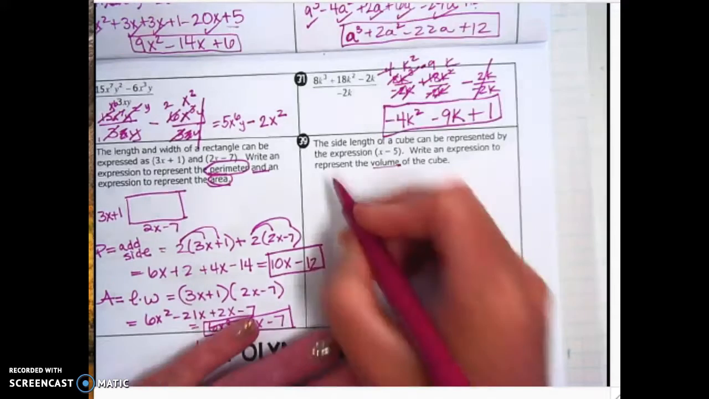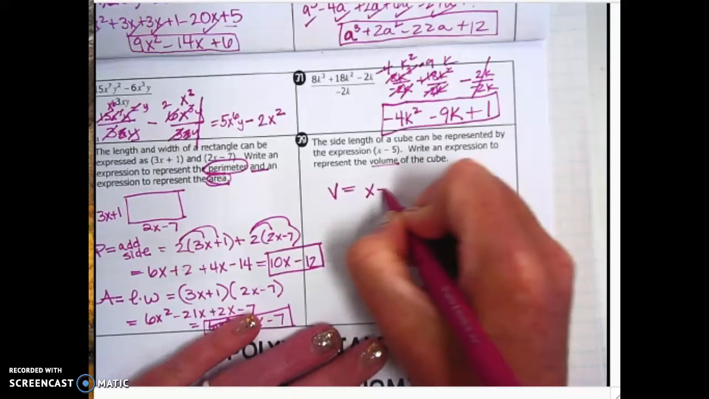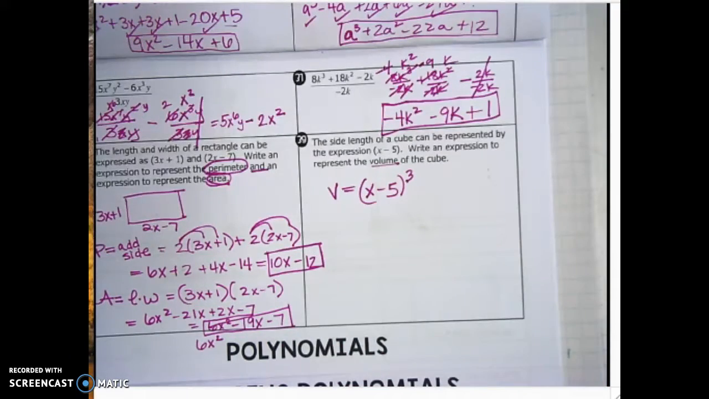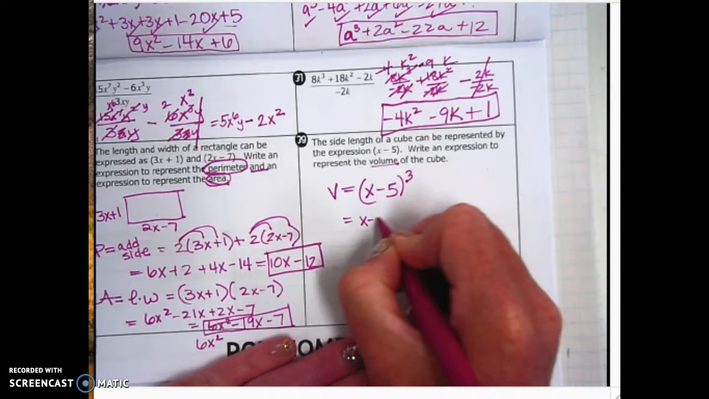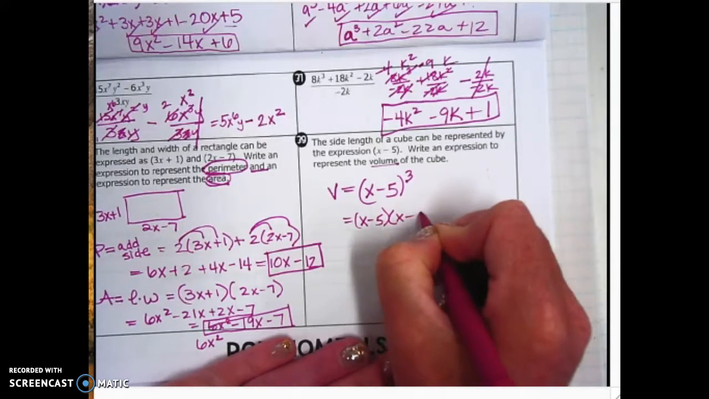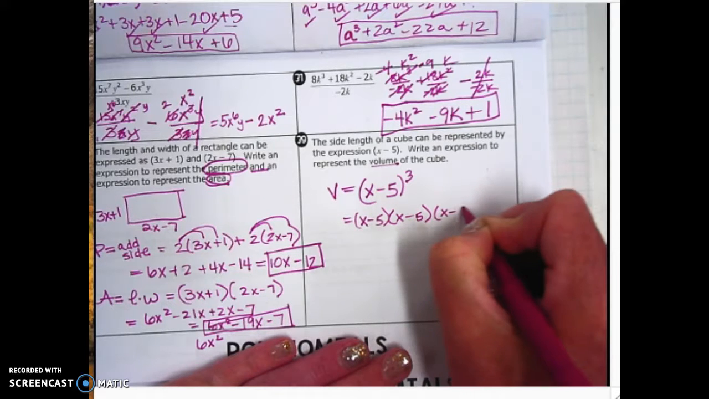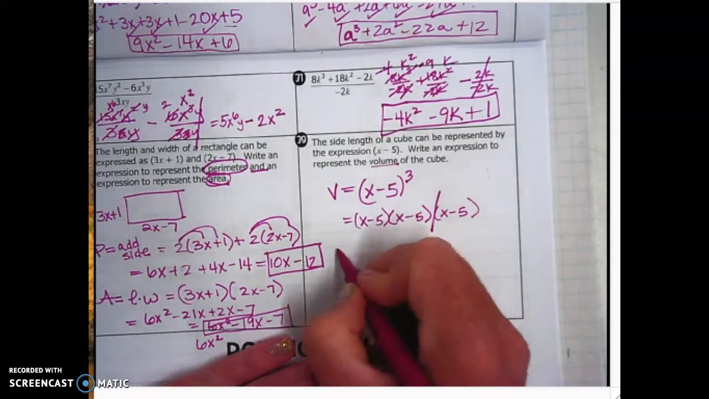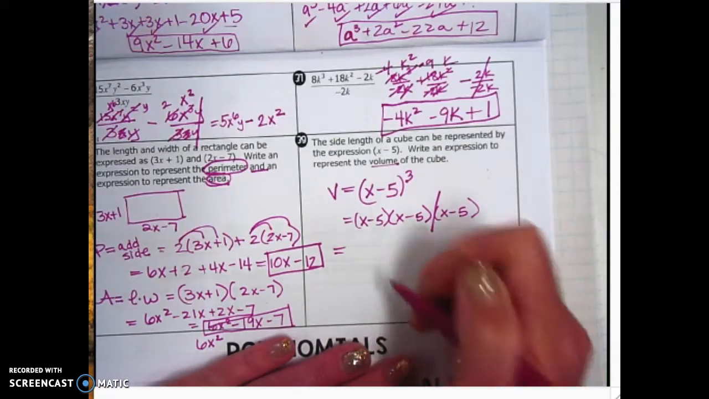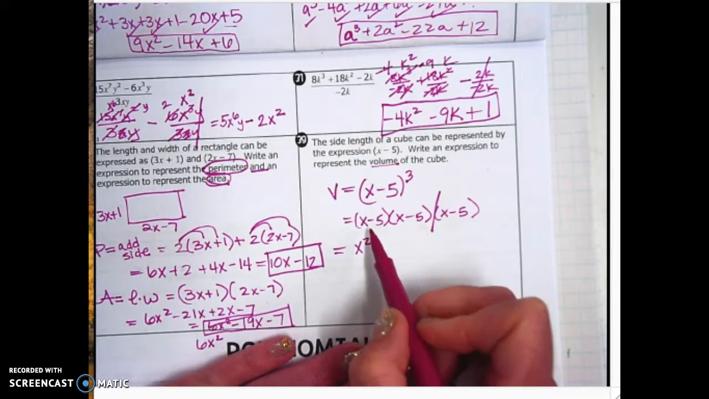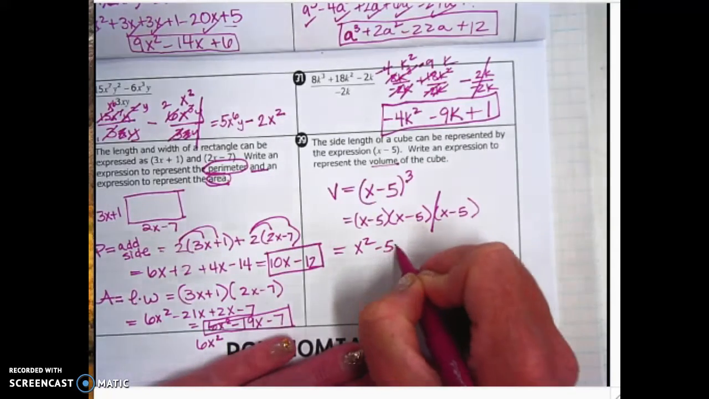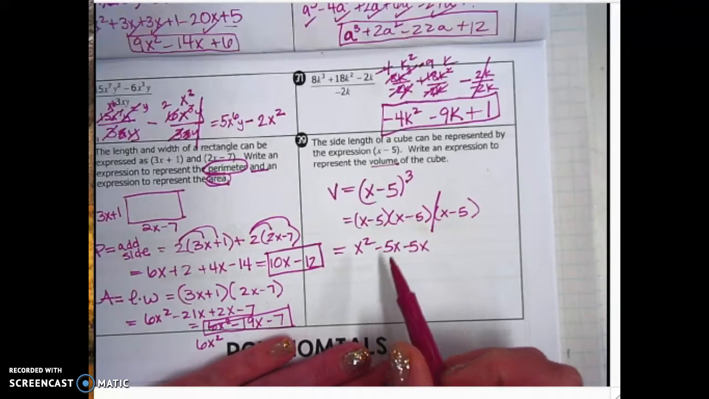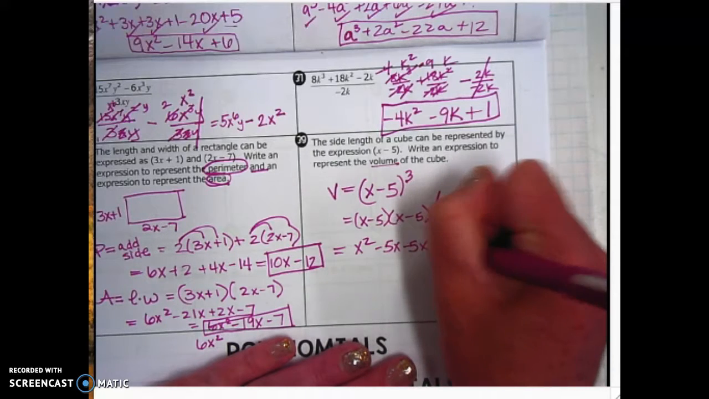Okay, so on this one, for the volume, it's going to be x minus 5 to the third power, because all three of them are the same. Or you could write it like this, x minus 5 times x minus 5 times x minus 5. So we're going to FOIL these first two. So first is x times x, which is x squared. Outside, x times negative 5 is negative 5x. Inside is another negative 5x. Last is negative 5 times negative 5, which is plus 25.